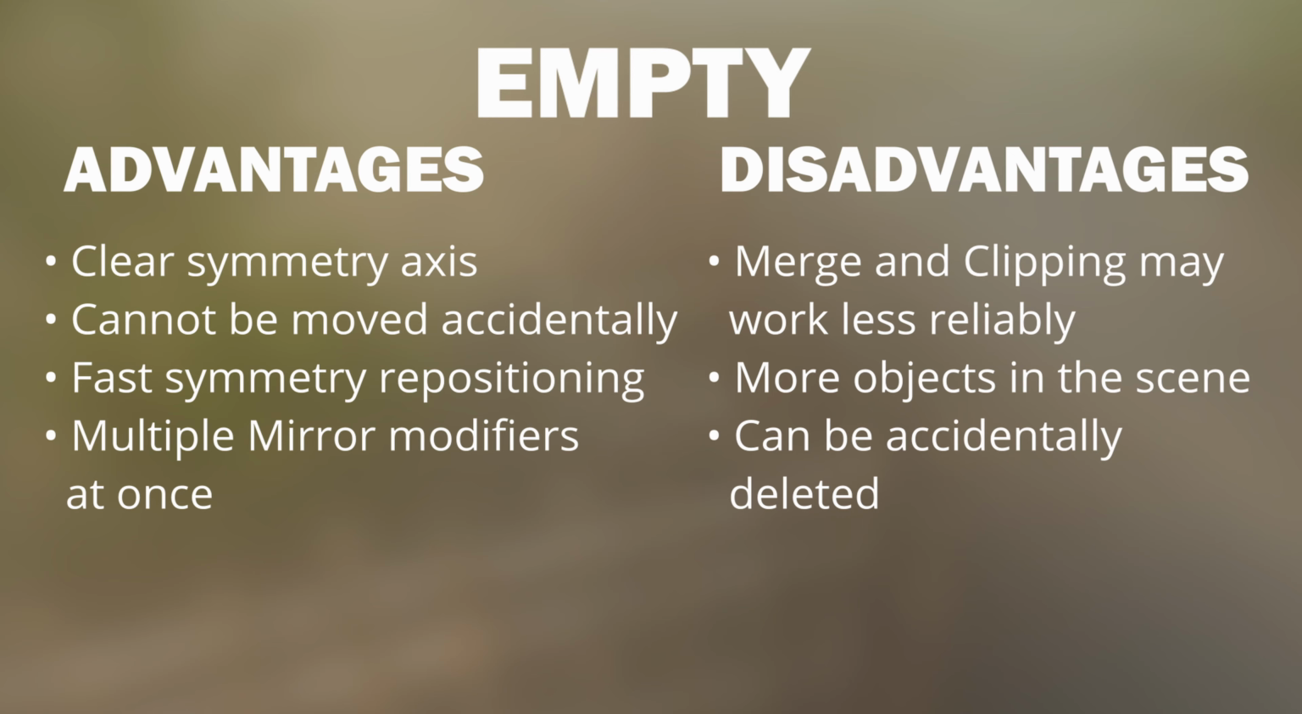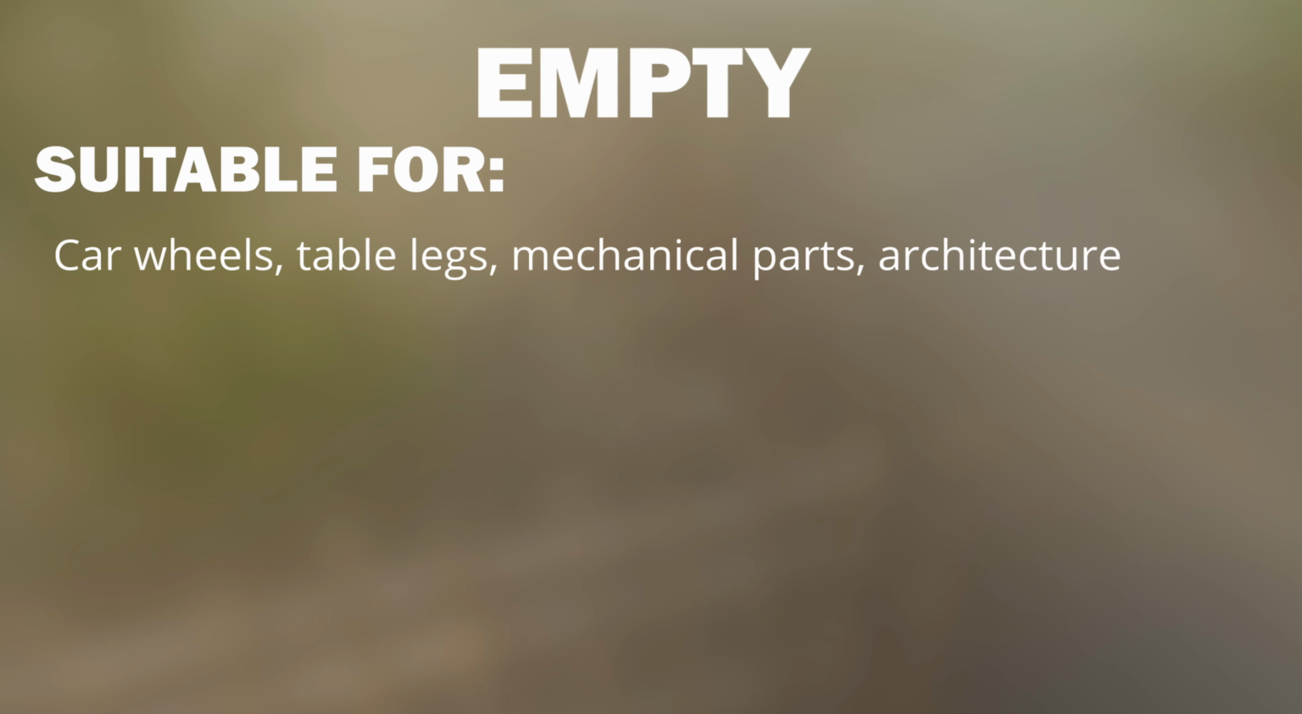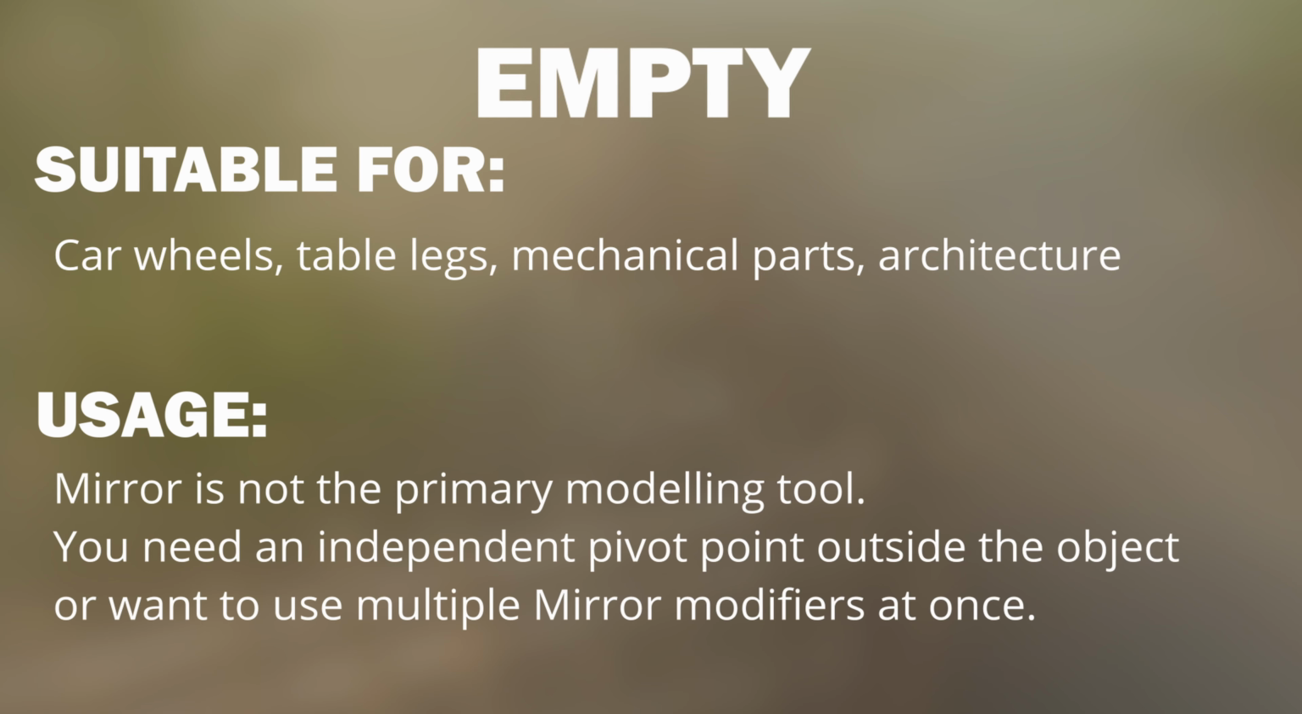Since an empty is a separate object, it can be accidentally deleted, breaking any mirror modifier that was using it as the mirror axis. Functions like merge and clipping may work less effectively if the empty is poorly positioned. An empty is used for things like cars, technical construction, or various mechanical parts. It is suitable when we want to use multiple mirror modifiers at once, need to quickly change the symmetry axis, or use the mirror modifier only as a helper tool rather than as the basis for modeling.